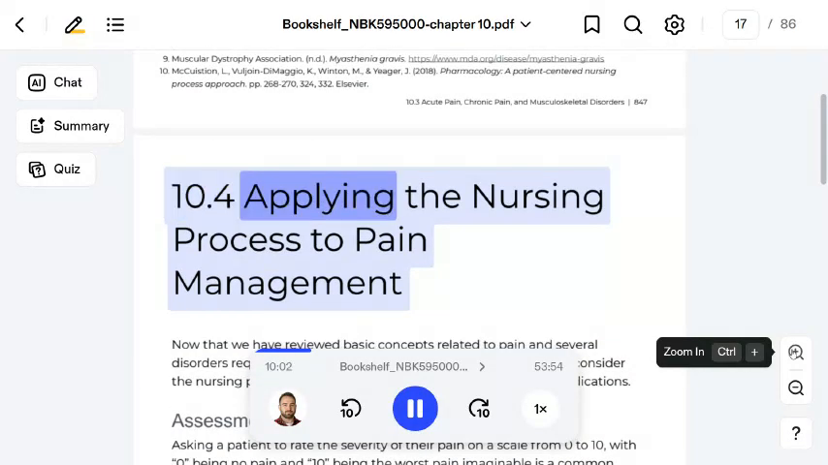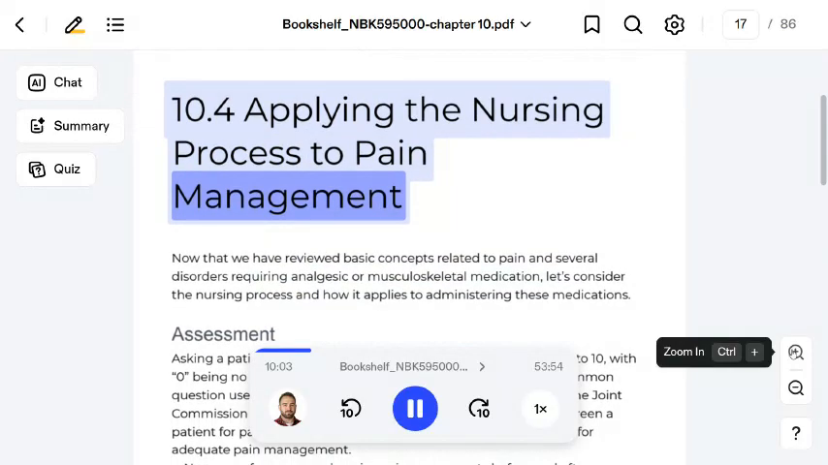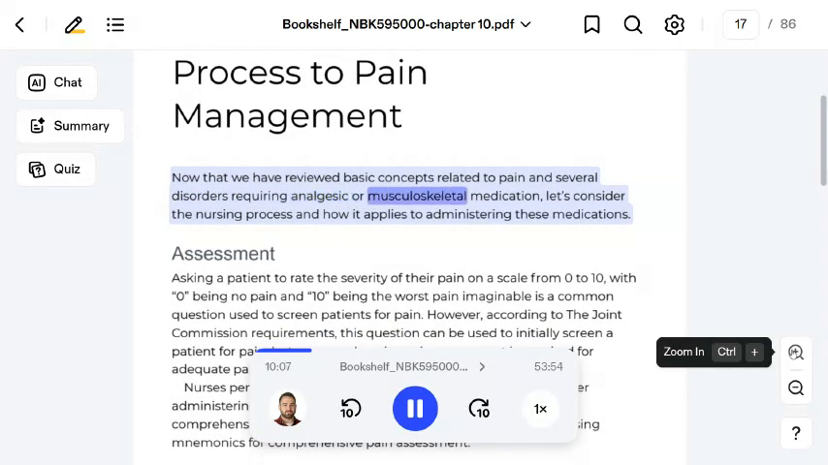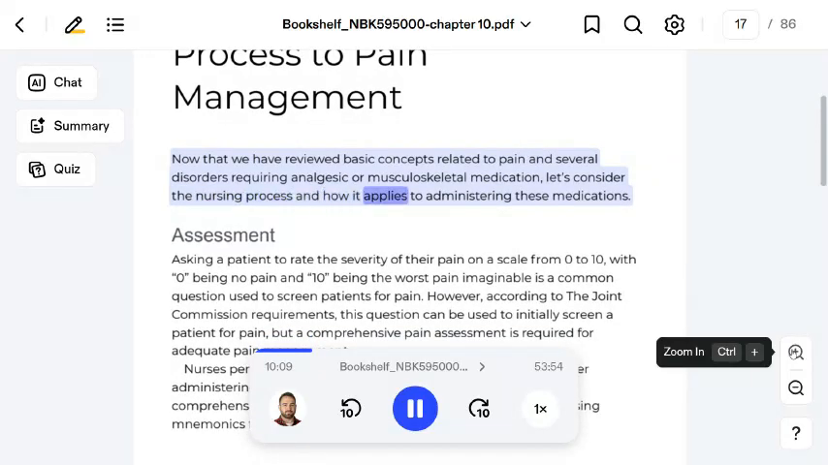10.4. Applying the nursing process to pain management. Now that we have reviewed basic concepts related to pain and several disorders requiring analgesic or musculoskeletal medication, let's consider the nursing process and how it applies to administering these medications.